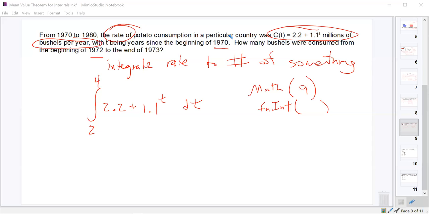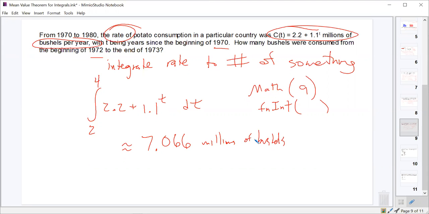So if yours has an integral sign, all you're going to do is put a 2 in for the lower limit, a 4 in for the upper limit. Type in the function, except you'll use an x instead of a t, and then put a dx at the end, and then hit enter. It should give you an answer. What does that give you? 7.066. 0.6 what? 6. Okay, and we'll say millions of bushels, because that's what the answer is.